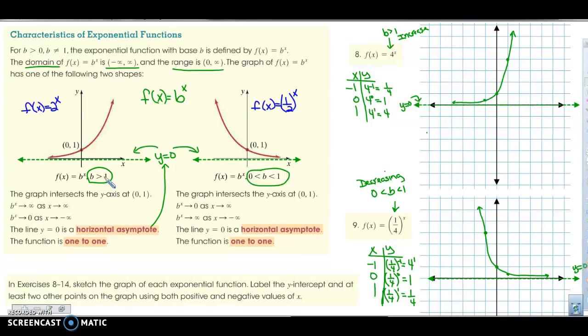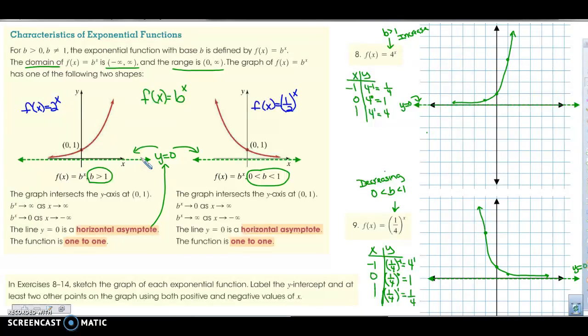So notice the difference. Greater than 1, it'll be increasing. Less than 1, it'll be decreasing. So for example, if this was 1/2 to the x power, notice the base is between 0 and 1, it's decreasing. Notice this, the base is 2, it's greater than 1, it's an increasing exponential function.